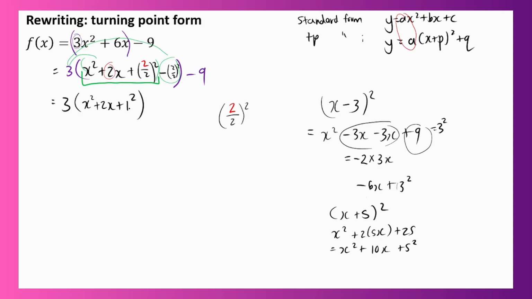I'm going to keep the square there just for a moment. And then minus 3 times 1. Okay, or you can say plus 3 times minus 1, minus 9. So this portion, that's minus 3 minus 9 is minus 12.